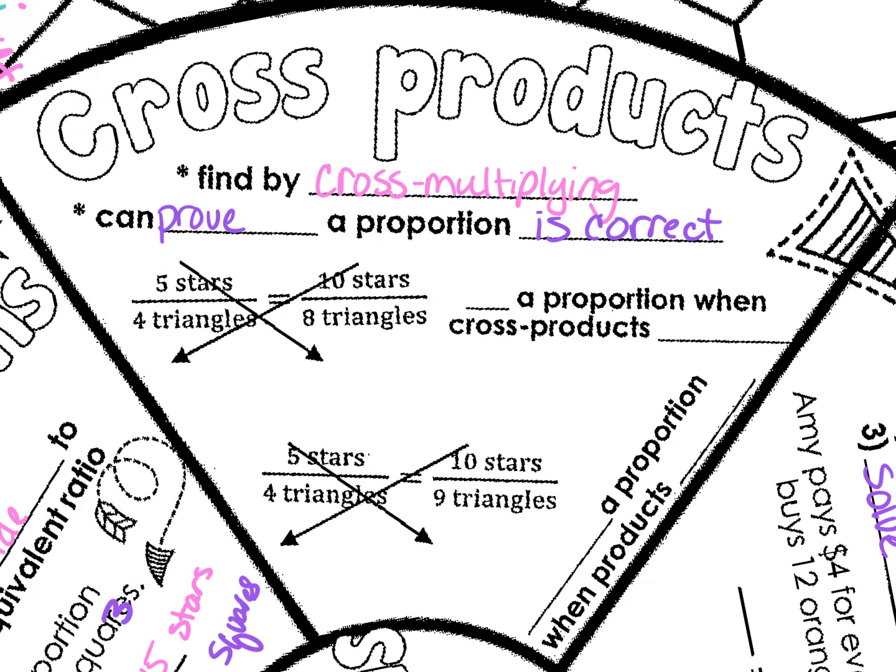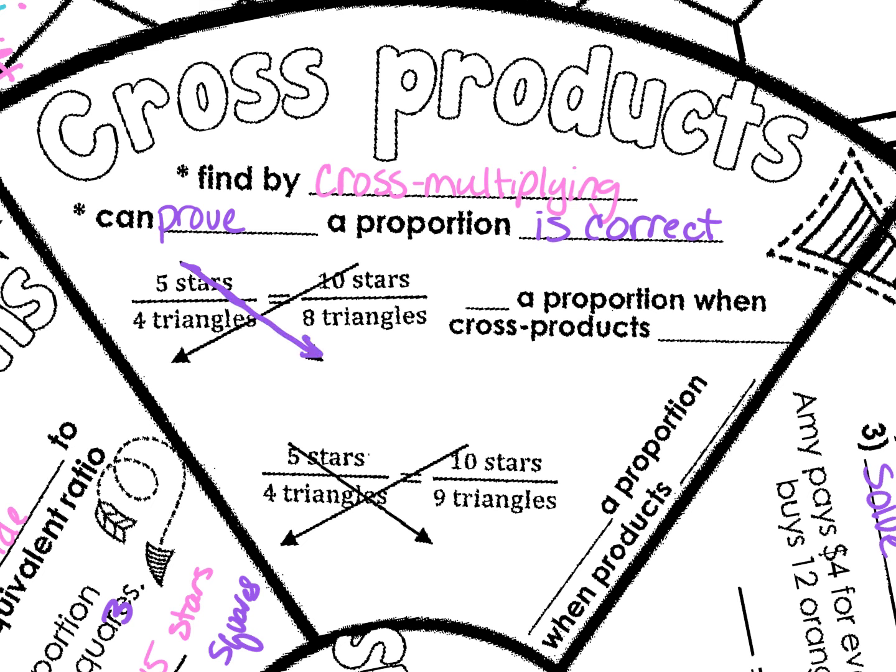We are going to do cross products. We can check to see if they are equal, and we can actually solve if we're missing a piece. By cross multiplying, we can prove that a proportion is correct. If we have 5 stars to 4 triangles, and 10 stars to 8 triangles, we can cross multiply.